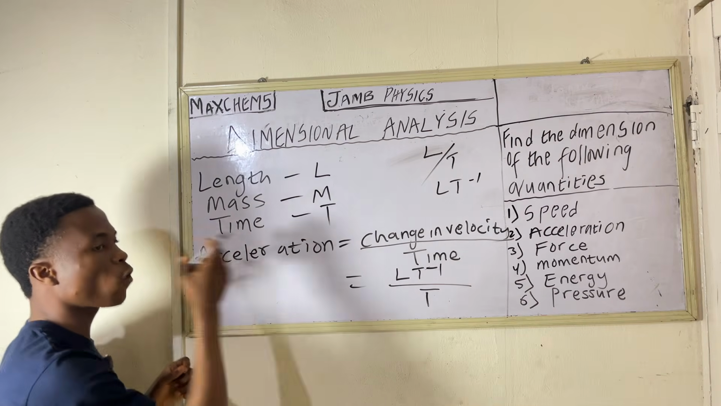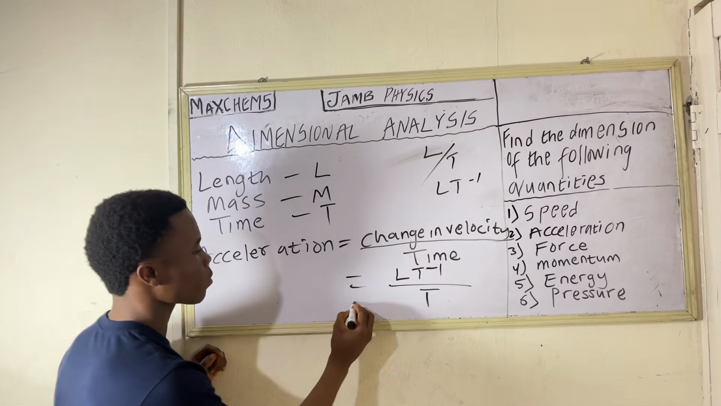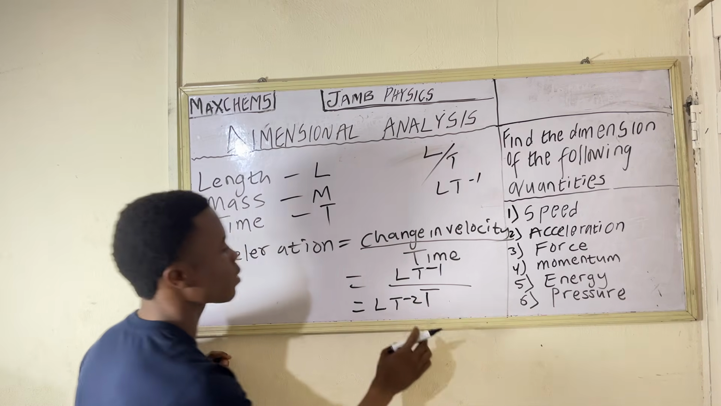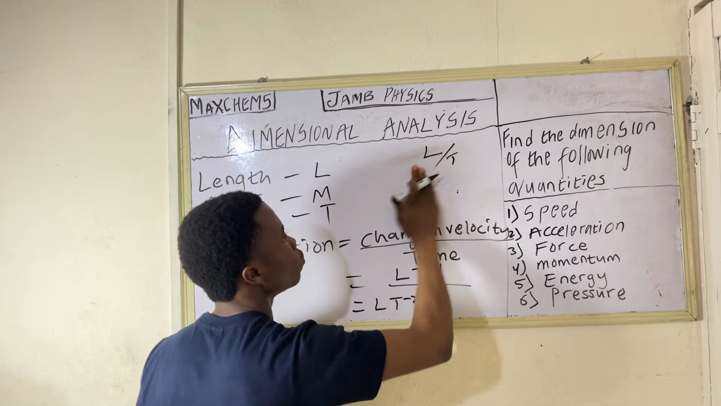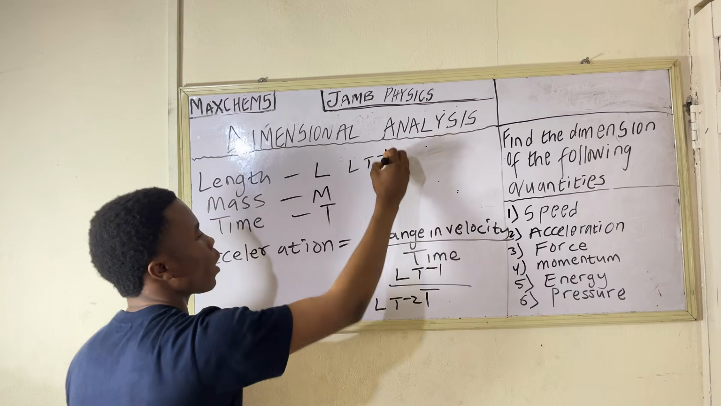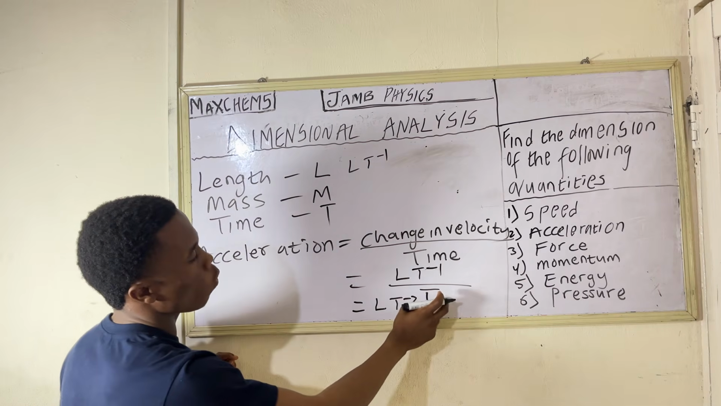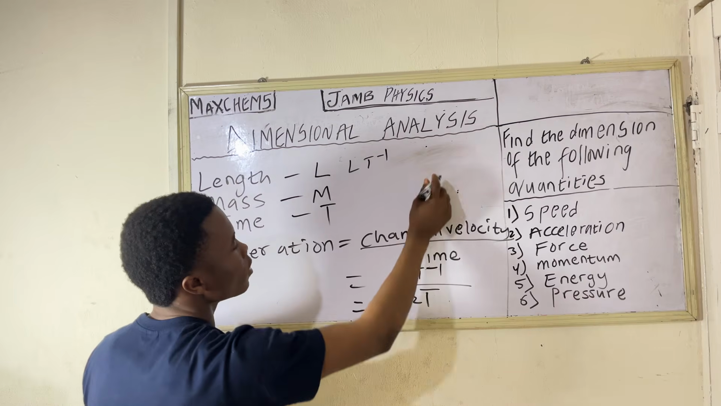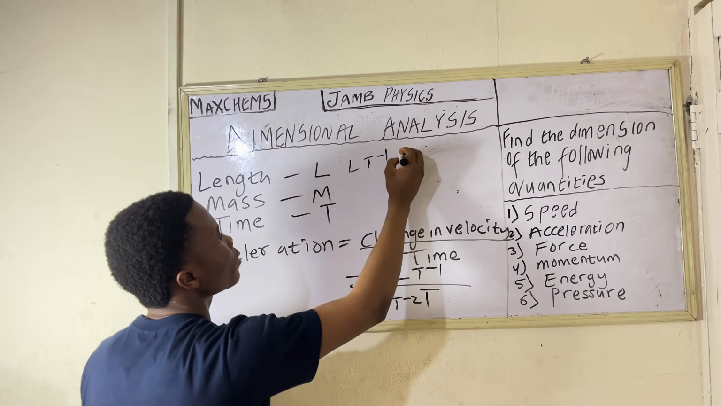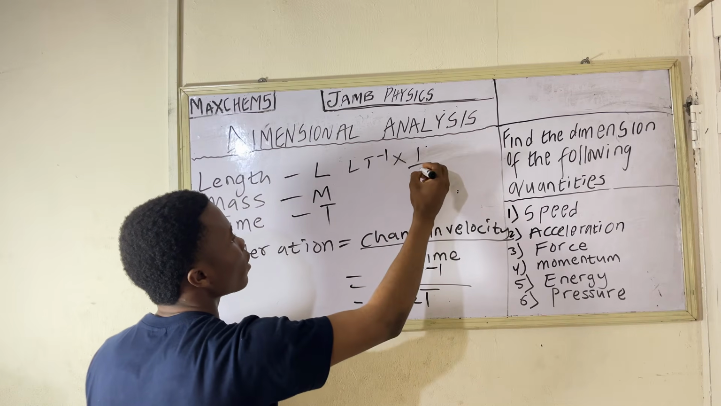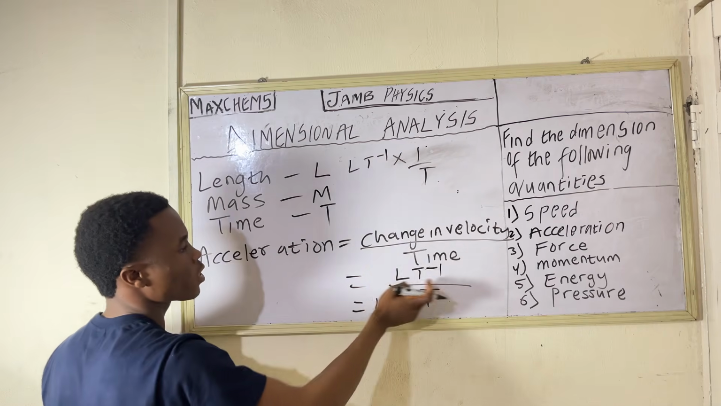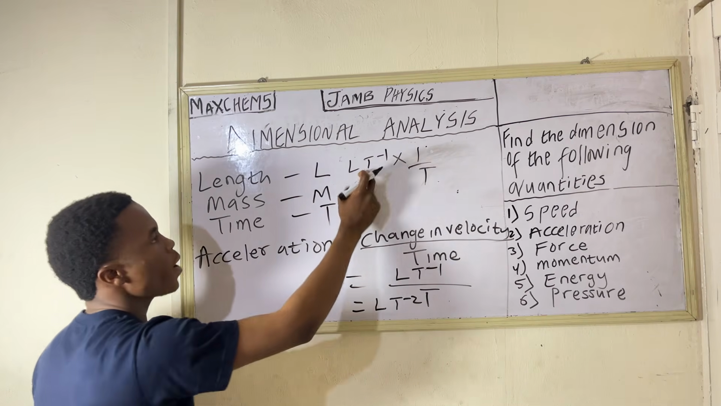So the dimension for acceleration will be L T minus 2. How did I get that? I told you the law of indices. Let me show you. Since we have L T minus 1 over T, you can also write this as L T minus 1 times 1 over T, because L T minus 1 times 1 will give you L T minus 1. So you can see it's the same thing.